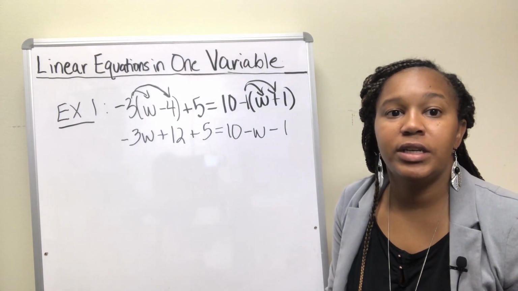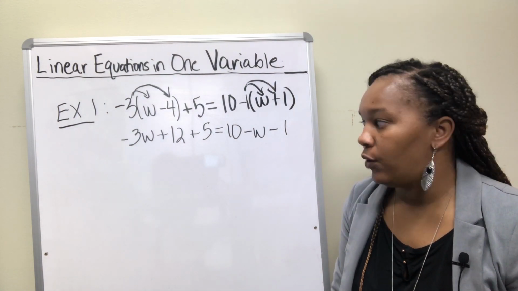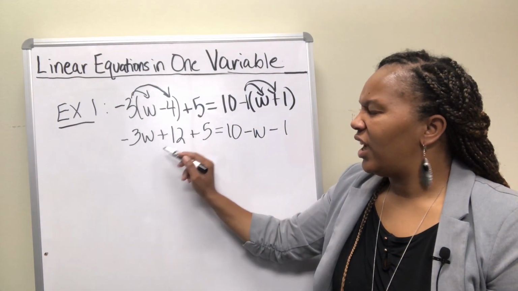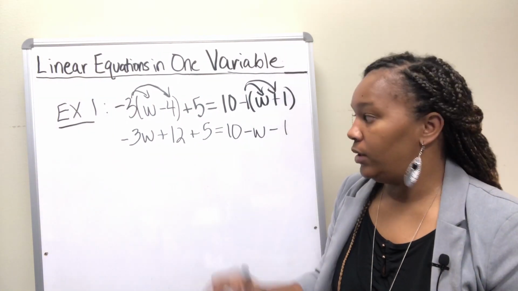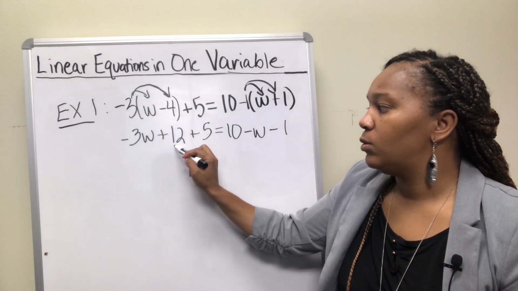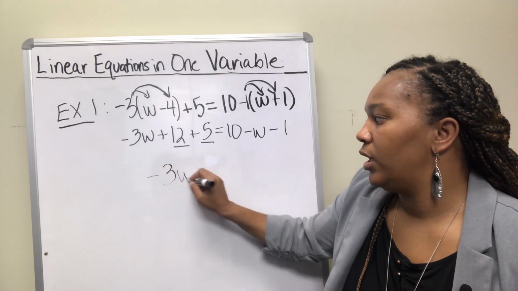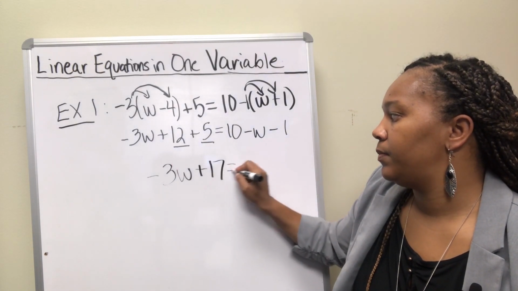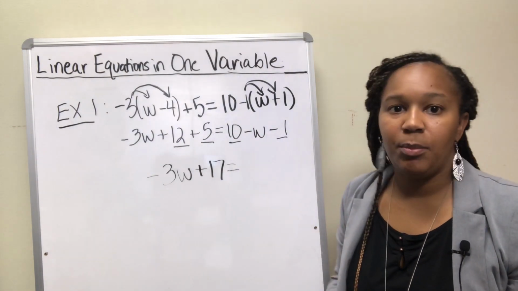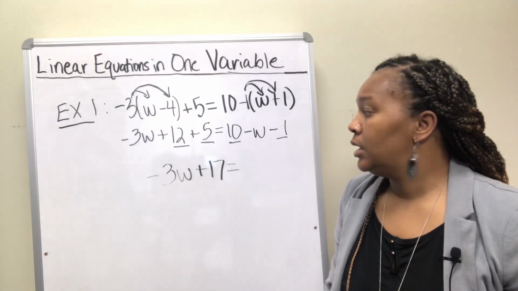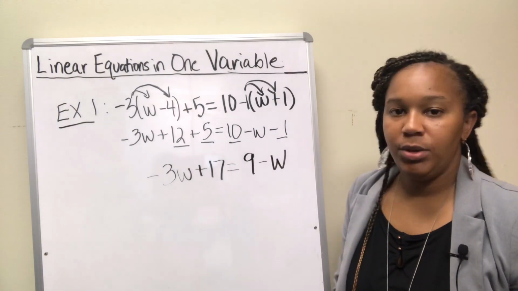Once you get rid of the parentheses, the rest is just simplifying and then solving the linear equation that results, the linear equation in one variable. So on this side, the like terms I have, like terms means it has the same variable and the same exponent. So this one has no variable, so these would be considered like terms, 12 and 5. So 12 plus 5 is 17. So we get -3w plus 17. On this side, your like terms are the 10 and the -1 because they both have no variables. Those are considered constants. So 10 minus 1 is 9. So that becomes 9 minus w.